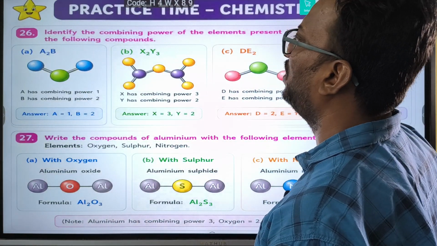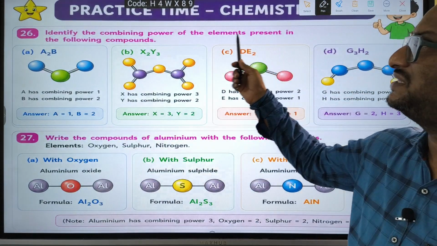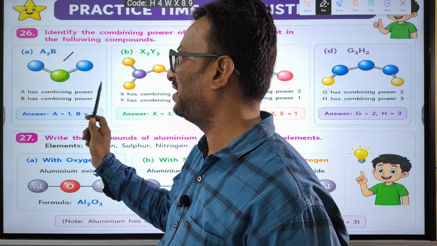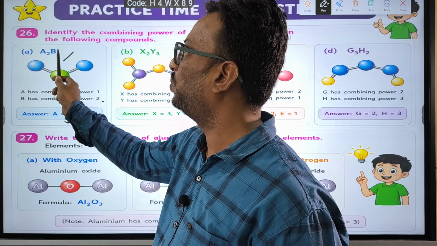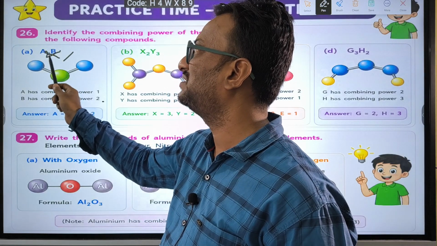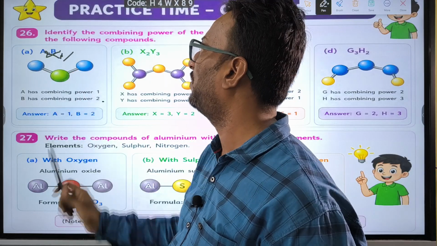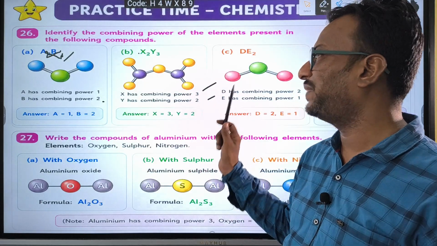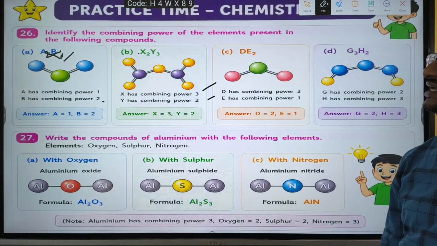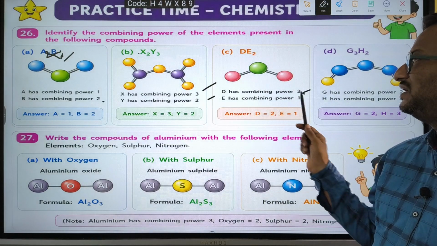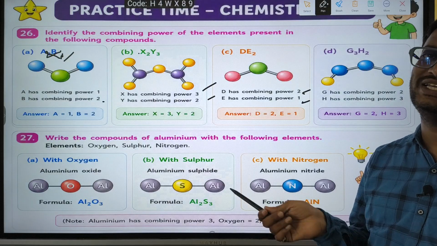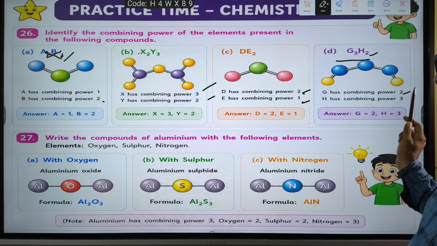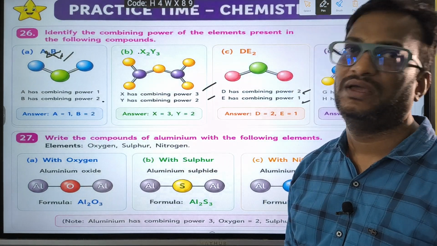Next one, identify the combining power of the elements present in the following. AB2: A has combining power 1 and B has combining power 2. So you have to cross multiply that. X2Y3 means X will have 3 combining power, Y will have 2 combining power. DE2 means D will have 2 combining capacity, E will have 1 combining capacity. We have to exchange them. G3H2 means G will have 2 combining capacity and H will have 3 combining capacity.